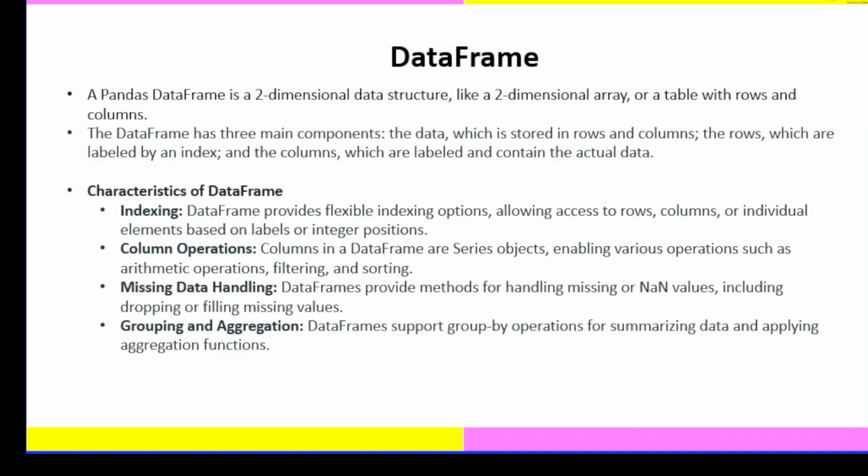Next is column operations. Columns in a data frame are again series objects, which means you can perform various operations on them, like filtering, sorting, arithmetic operations and so on. We can do that by using column operations. Then missing data handling: like in the case of series, data frames also provide methods for handling missing or NaN values. You can choose to drop rows or columns containing missing values, or fill them with a specific value. Finally, grouping and aggregation.